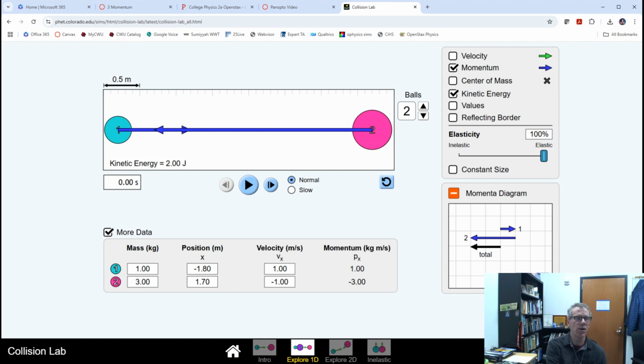Just describe in your head or jot down in your notes what the motion will be, and then also what you think the final momentum would be. First off, guess what the total momentum would be after the collision, and then what the final momentum would be for both balls after the collision, and then think of the kinetic energy.